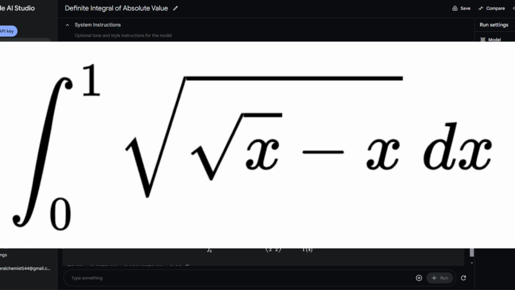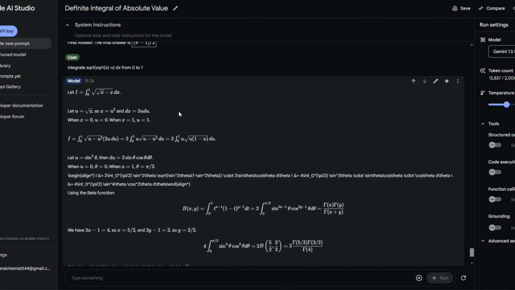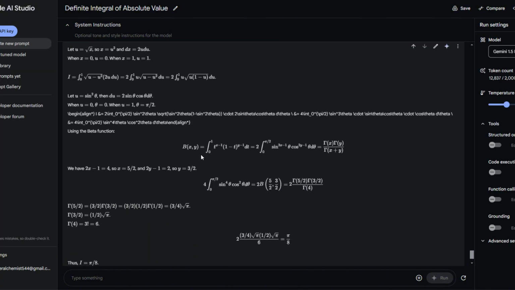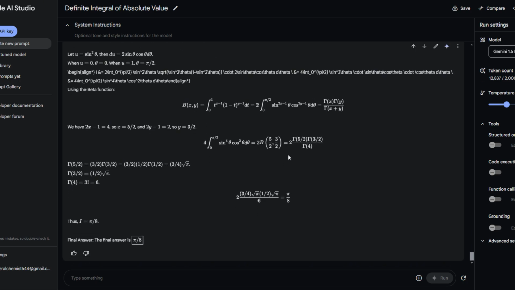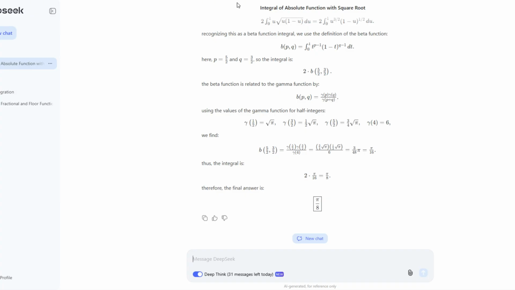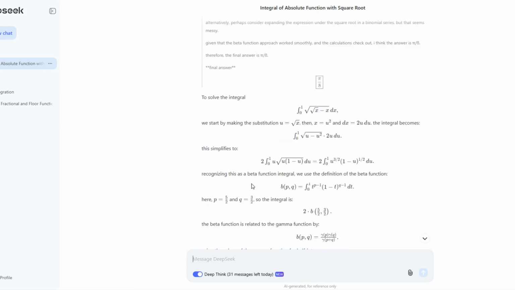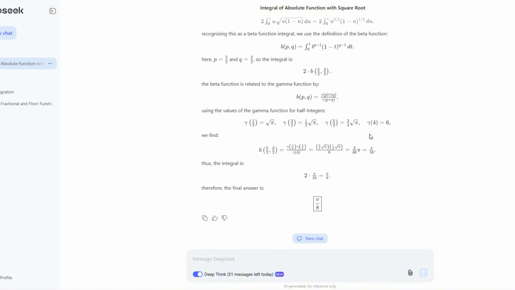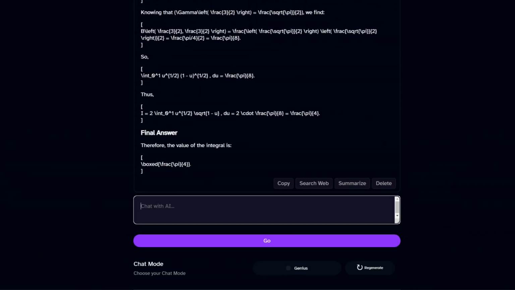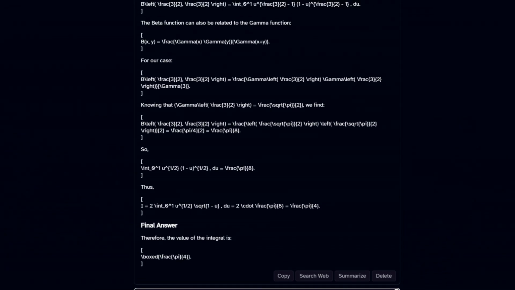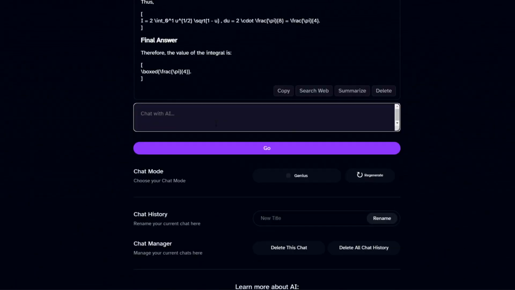Alright, for question 1, we have the integral. Not too bad. I'm a little surprised it used the beta function. Wow, it utilizes the beta function, but it's okay because it got the right answer, pi over 8. How about DeepSeek? DeepSeek also got the correct answer. Holy hell, it also uses gamma and beta function. How about Deep AI? Pi over 4. Dang. Very close, but I think it missed. It brought the 2 out of nowhere. Very close, but not quite.